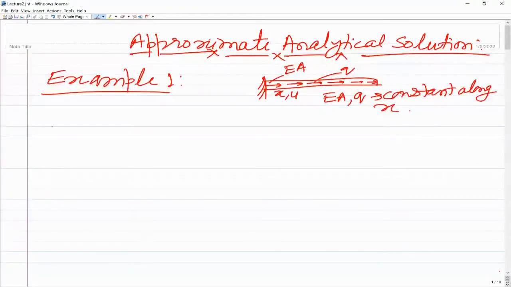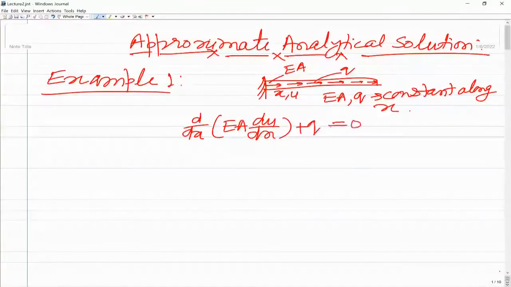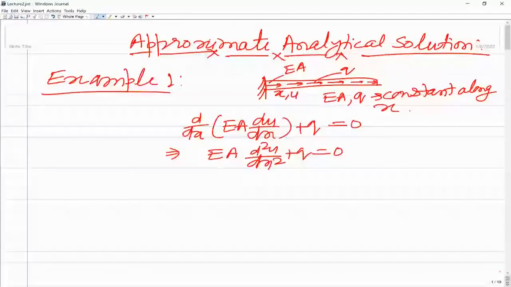So now you already know the differential equation. For this we have derived the differential equation. If you recall, in the last class we derived d by dx of EA into du by dx, plus q equal to 0. Now if EA is constant, independent of x, that can be taken out of the derivative. So you can directly also write this as EA into d2u by dx square plus q equal to 0. So this is the differential equation, and the boundary conditions for this problem are as follows.